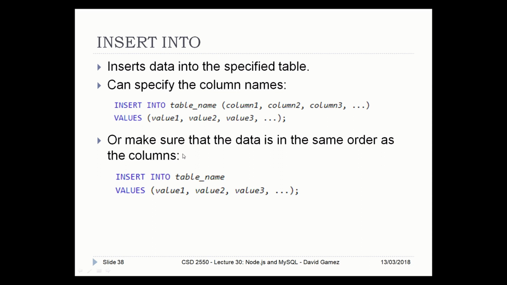Or if the data is in the same order as the columns and there are no columns missing, then we can just use insert into table name and do value 1, value 2, value 3, and it will put these pieces of data into the corresponding columns in the order in which the columns exist, like name, address, and ID in the example I gave you.